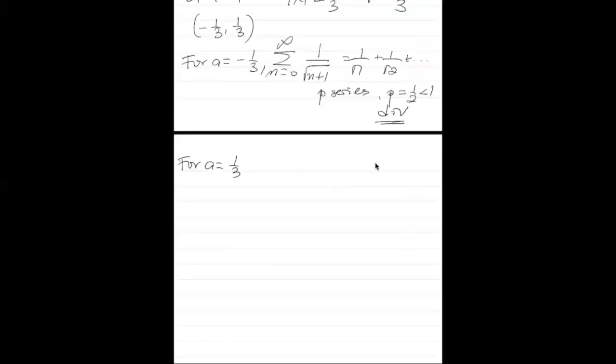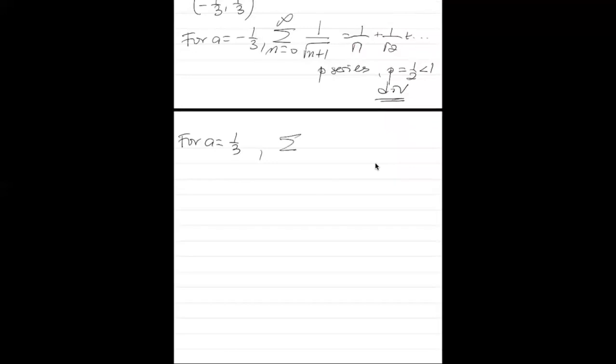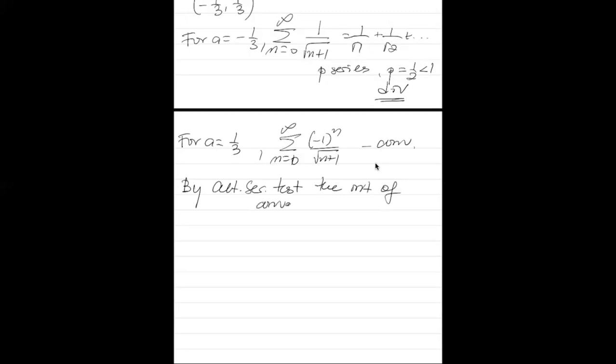For x equals 1/3, the other boundary point, our sum looks like this: negative 1 to the n over square root of n plus 1. So it's alternating, and we know this is convergent by the alternating series test. So the interval of convergence is negative 1/3 to 1/3, including the upper bound 1/3.